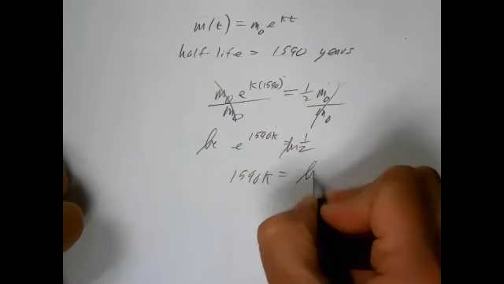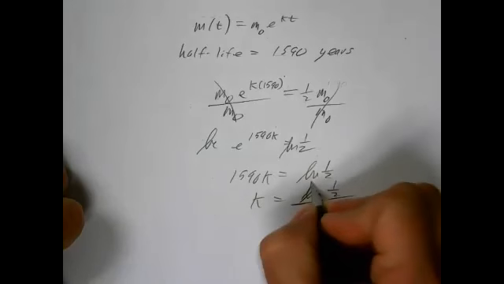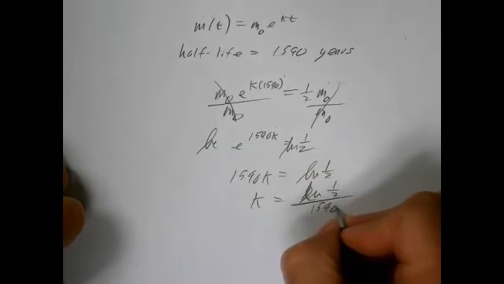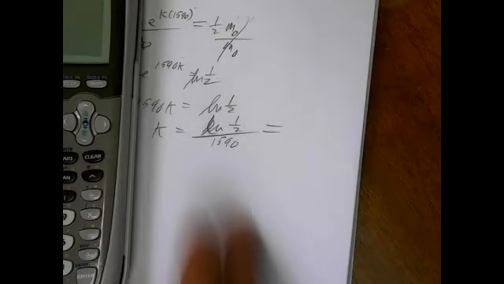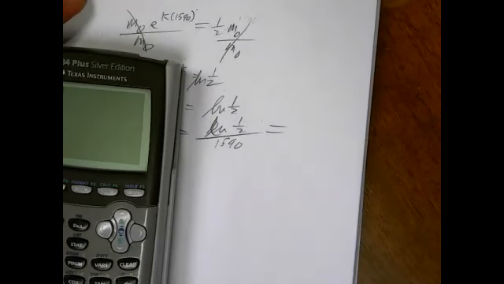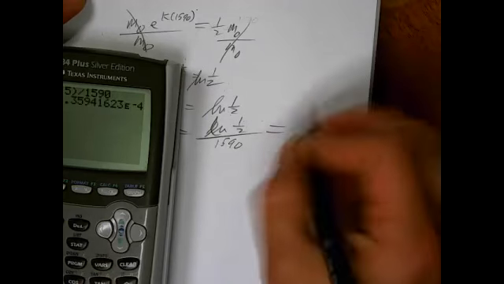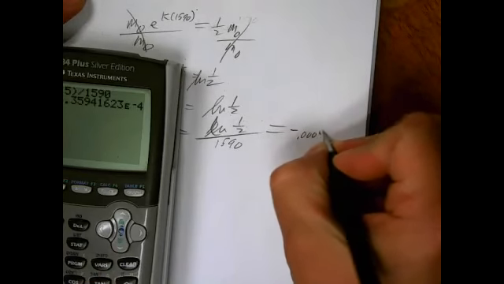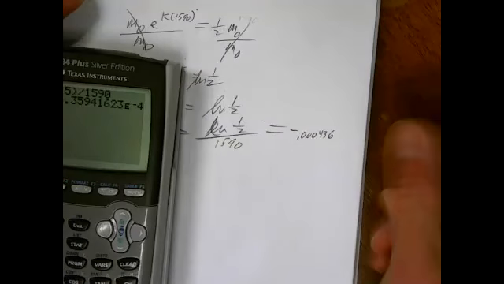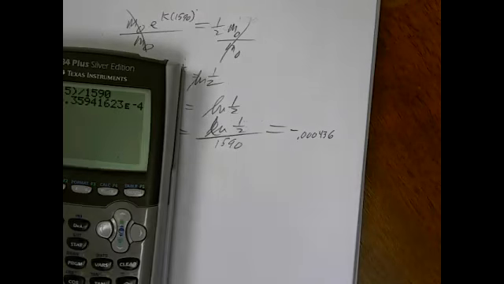1590k equals natural log of 1/2. K is natural log of 1/2 over 1590. And again, for problems like this, it's probably appropriate to go with a decimal. So I'm going to take the natural log of 1/2, divide that by 1590, and I get a negative 0.000436, basically. The number came out negative simply because it is a decay problem.